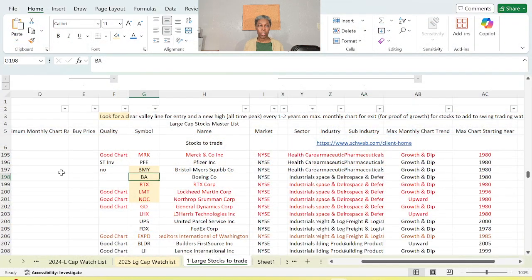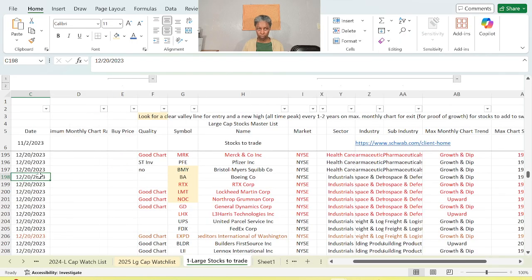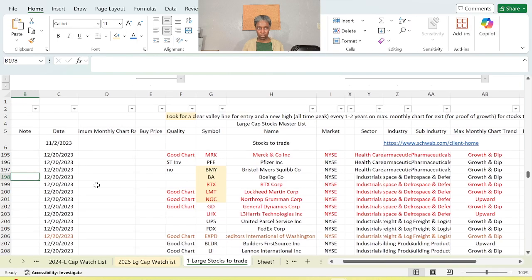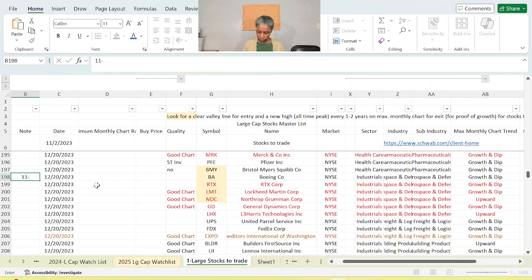So here I'm just going to put a note. Okay, so clear valley line, but no peak to exit.